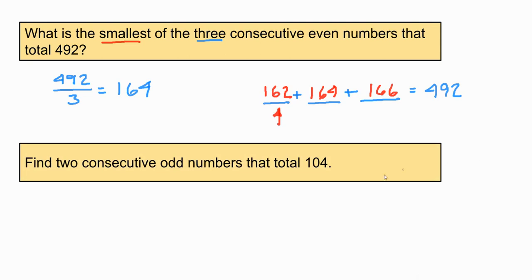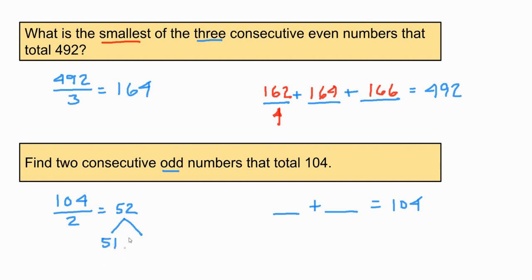The primary thing that's different about this is how we will use the average. So we have one number plus another number equals 104. Let's once again do the average. 104, in this case divided by 2, gives us an answer of 52. But we want odd numbers. So we're going to go one number either way from 52.